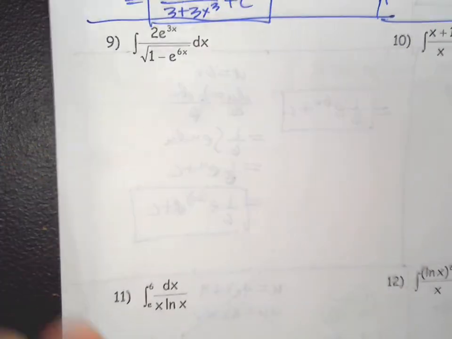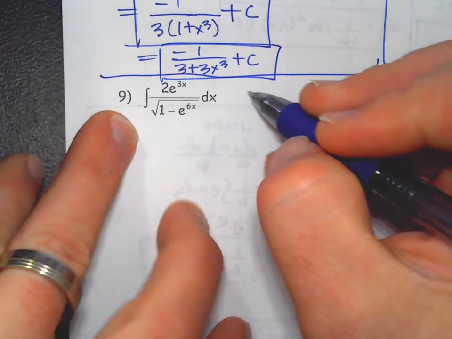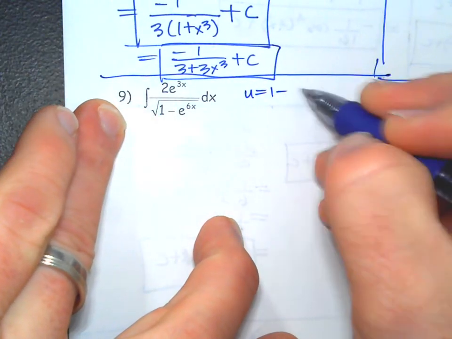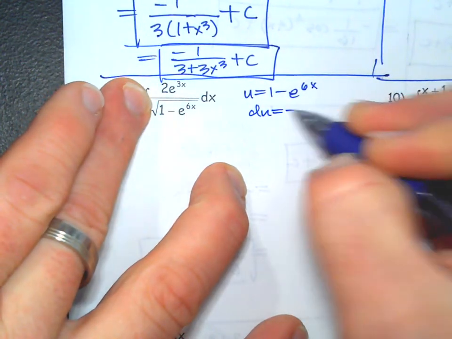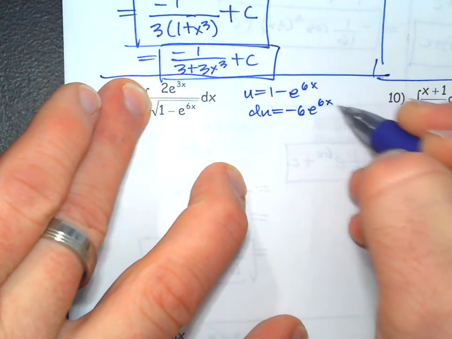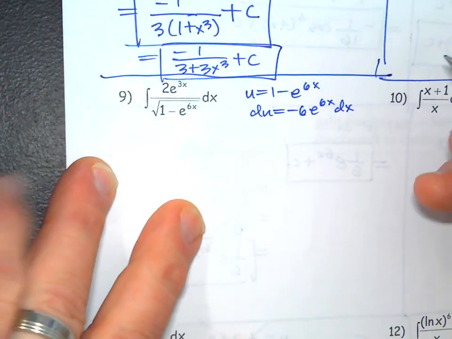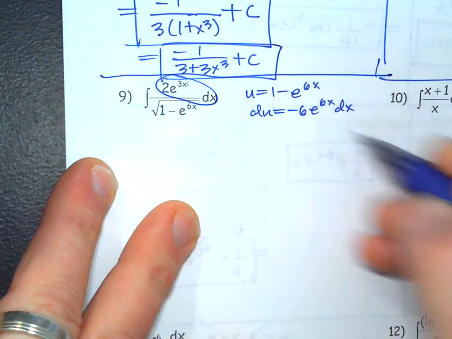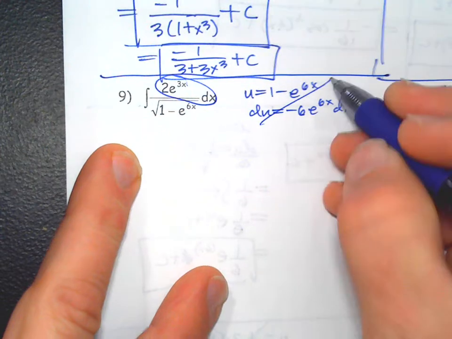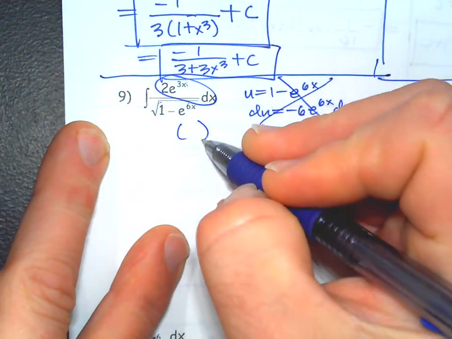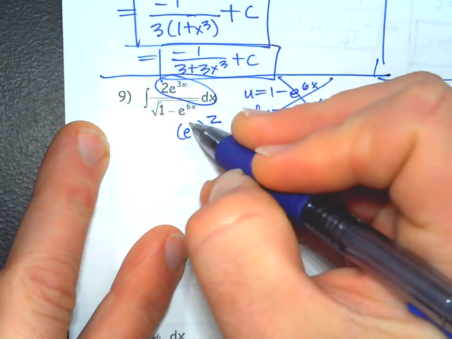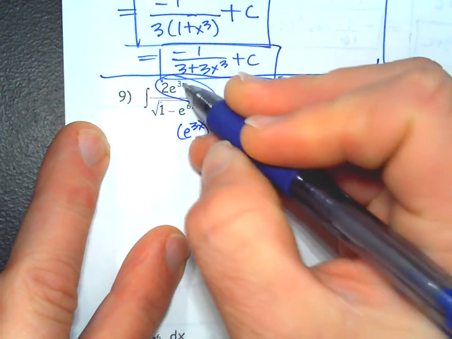Number 9, we could try u equals 1 minus e to the 6x. I don't think this will work. Du equals negative 6 e to the 6x dx. We need e to the 3x dx. Now we have a 1, so this might be inverse sine, something squared. e to the 3x, which we should also be thinking is perfect.